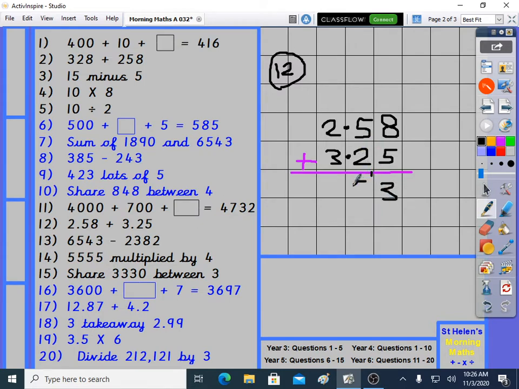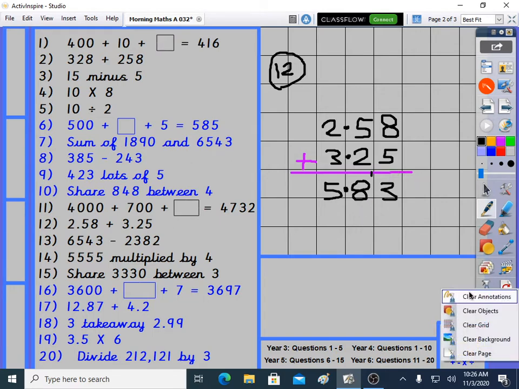5 plus 2 plus 1 is 8. 2 plus 3 is 5. 583. That's far too big, isn't it? It's 2 point something and 3 point something. The answer is 5 point something. Don't forget that decimal point and lose the mark when you knew what to do. You just forgot the decimal point. 2 and a bit plus 3 and a bit is 5 and a bit. That makes sense. Question 13 next.